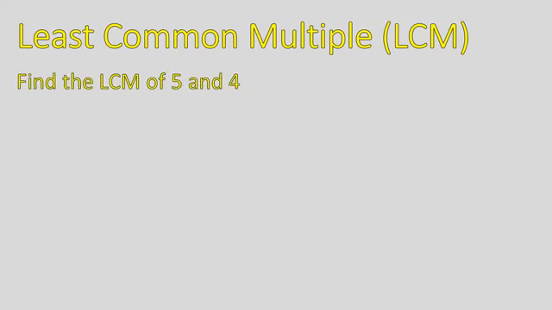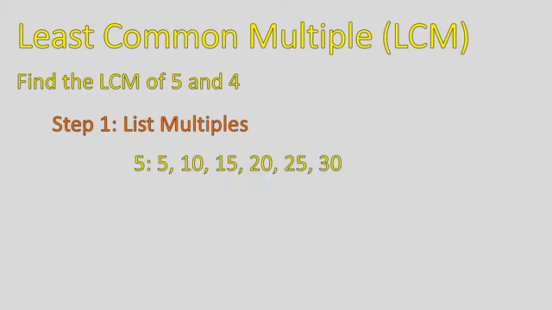To find the least common multiple of two numbers like 4 and 5, you would start by listing the multiples of those numbers. Multiples mean you are multiplying, so the multiples of 5 are 5 times 1, 5 times 2, 5 times 3. And so we'll just list them out there: 5, 10, 15, 20, 25, 30. Now we're going to do the same thing with 4. What are the multiples of 4? 4 times 1, 4 times 2, 4 times 3, etc. So those are the multiples of 4: 4, 8, 12, 16, 20.